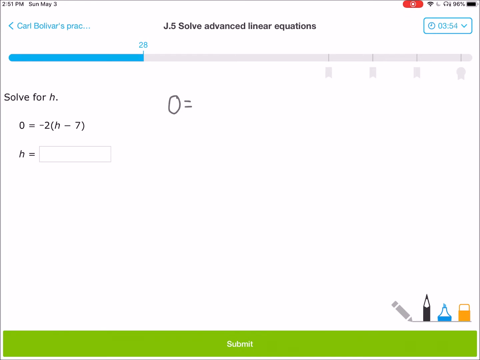Alright, so now we have this question here. 0 is equal to negative 2 times n minus 7. This is a little different than what we've done in the past. In this case, we're going to have to use the distributive property, where we distribute this -2 to the numbers inside the parentheses. We're multiplying each of these terms by -2. So when we do that, this would be 0 is equal to -2n.